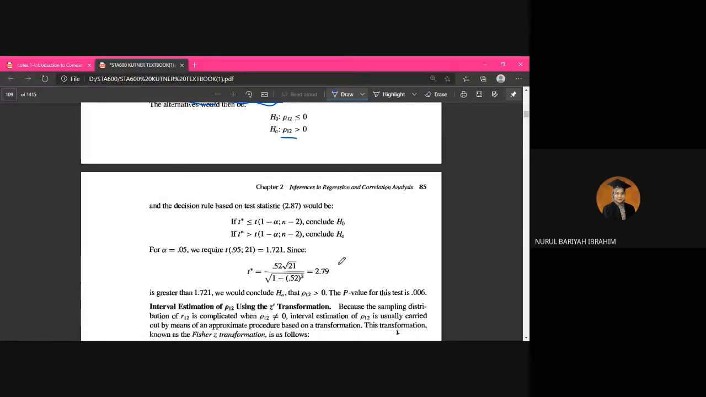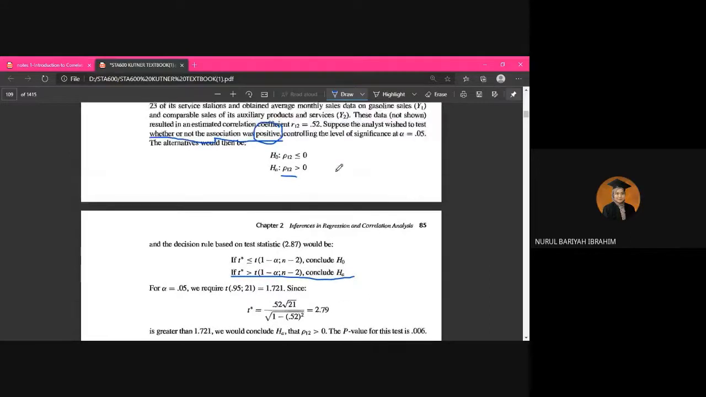So we'll get 2.79 and compare with, okay ni, we reject H0 if this t statistic, without absolute value, more than t alpha over 2, n minus 2. If we reject H0, so we conclude alternative hypothesis, means that there is a positive linear relationship between the two variables. Okay, you should mention the name of the variables.